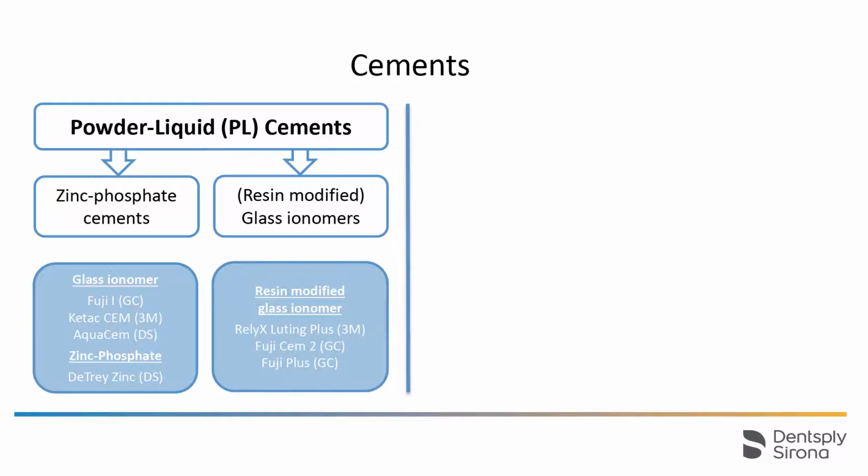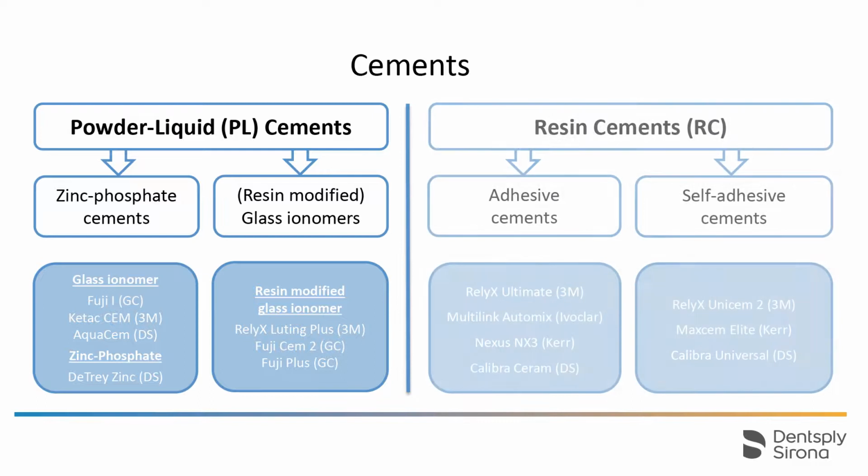This presentation gives the names of different competitor products from different cement categories. Well-known brands in the powder-liquid cements sector are Fuji and Ketac Cem. Key competitors from the adhesive resin cement category are RelyX Ultimate, Multilink Automix, and Nexus NX3. RelyX Unicem and Maxcem Elite are key competitor products for self-adhesive resin cements.